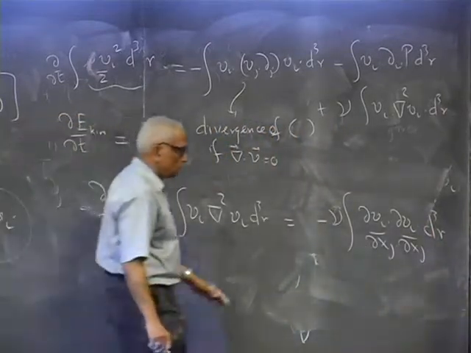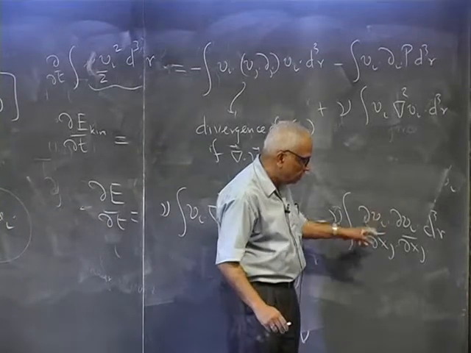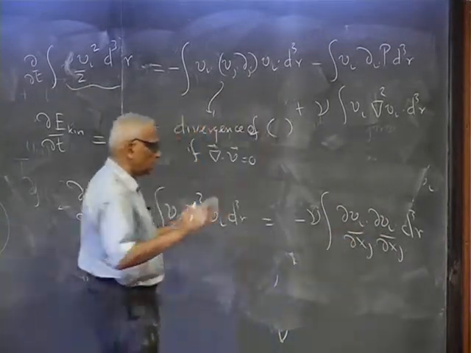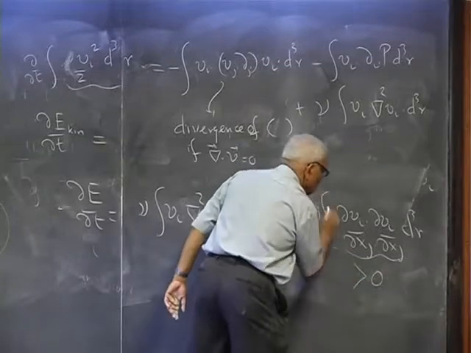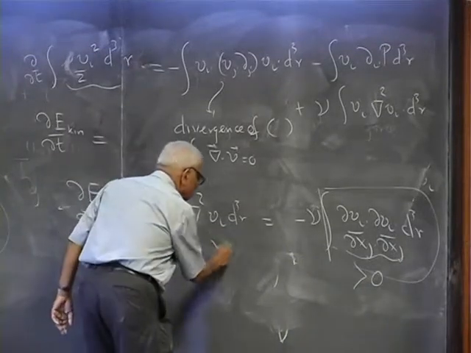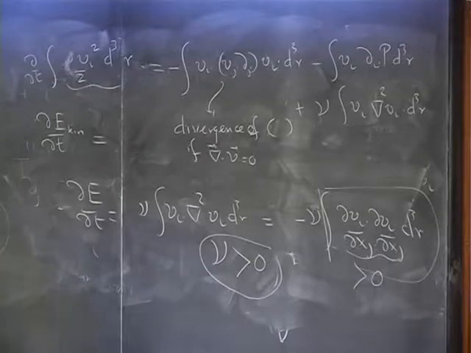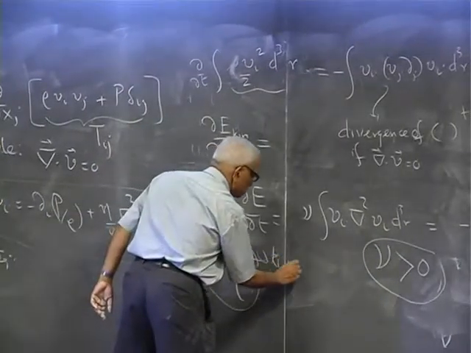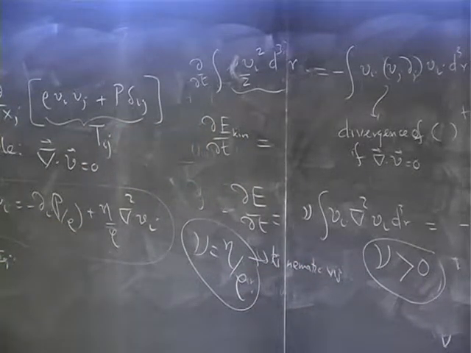I've written this out so that the summation convention becomes clear. For the same j, I have to sum over the i's, and for the same i, I have to sum over the j's. But this part over here is positive definite. You want it to be a dissipative system, and therefore for this to be a dissipative system, the shear viscosity has to be greater than zero. So nu is eta over rho. That's called the kinematic viscosity. Eta is the shear viscosity.